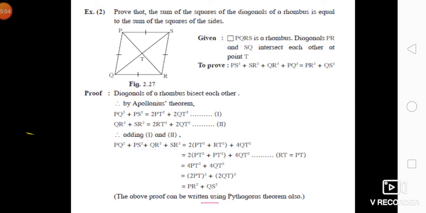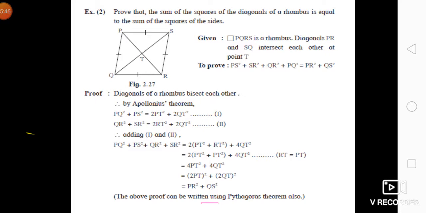Proof. Diagonals of a rhombus bisect each other. Therefore, by the Apollonius theorem, PQ square plus PS square is equal to 2PT square plus 2QT square. This is equation 1. QR square plus SR square is equal to 2RT square plus 2QT square. This is equation 2. By adding equations 1 and 2, PQ square plus PS square plus QR square plus SR square is equal to 2 in bracket PT square plus RT square bracket complete plus 4QT square.